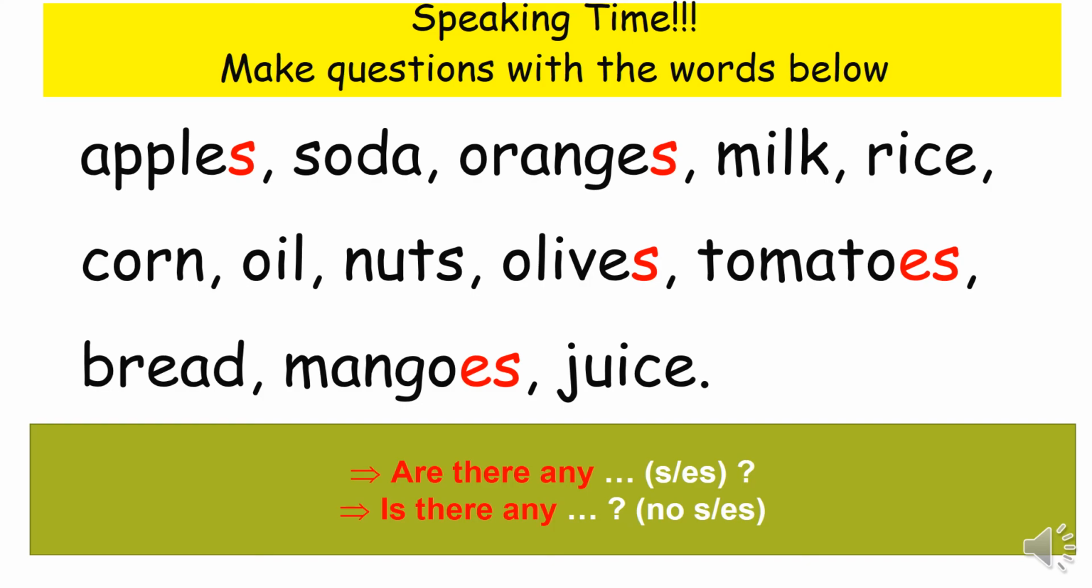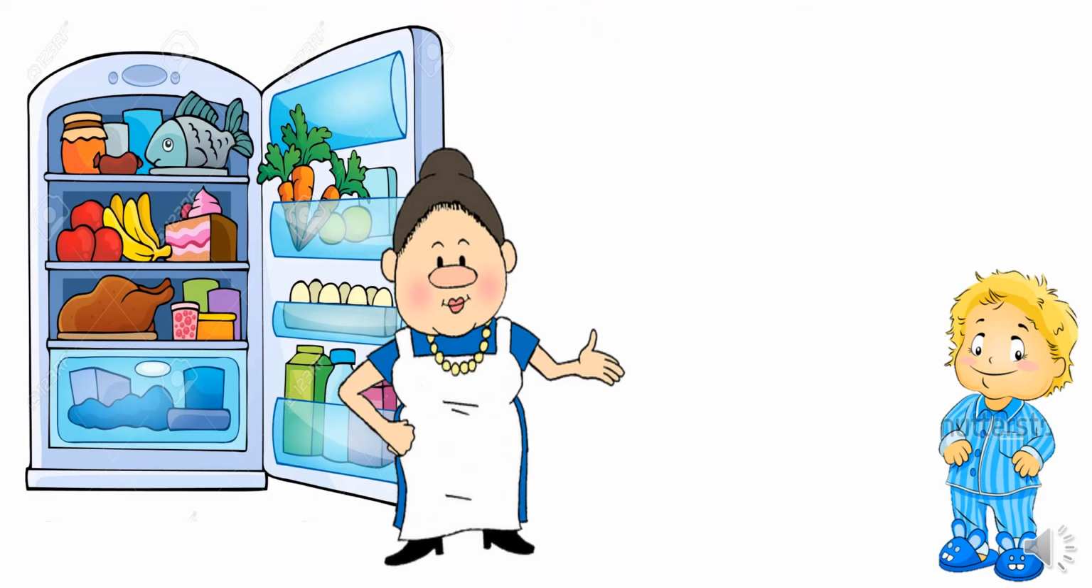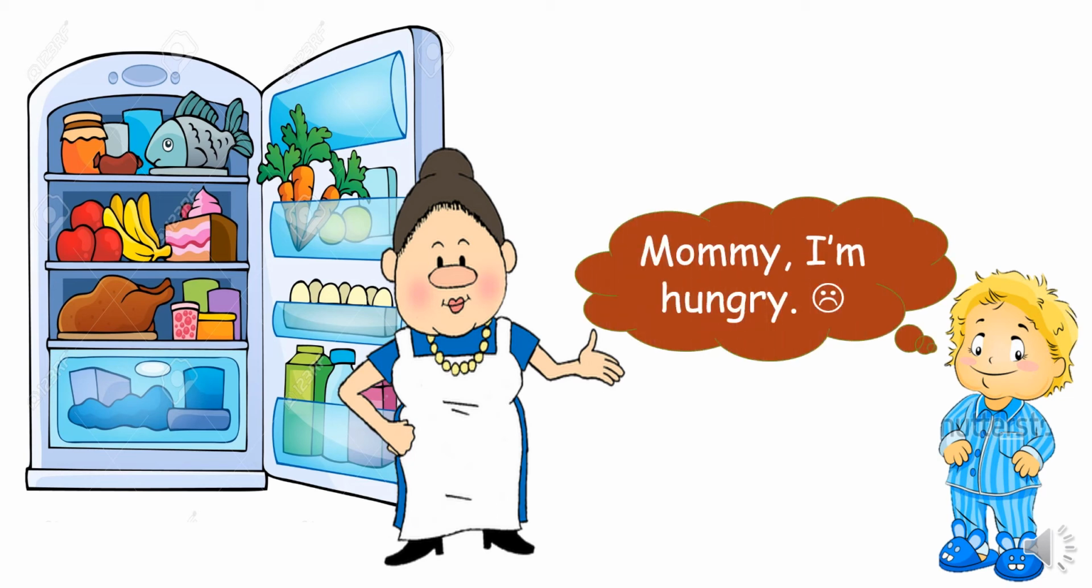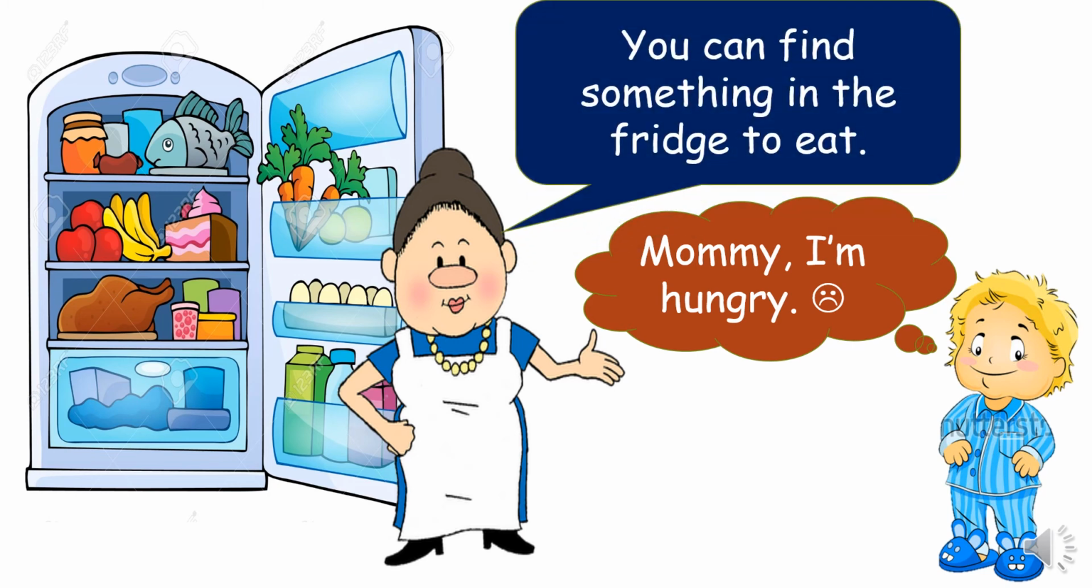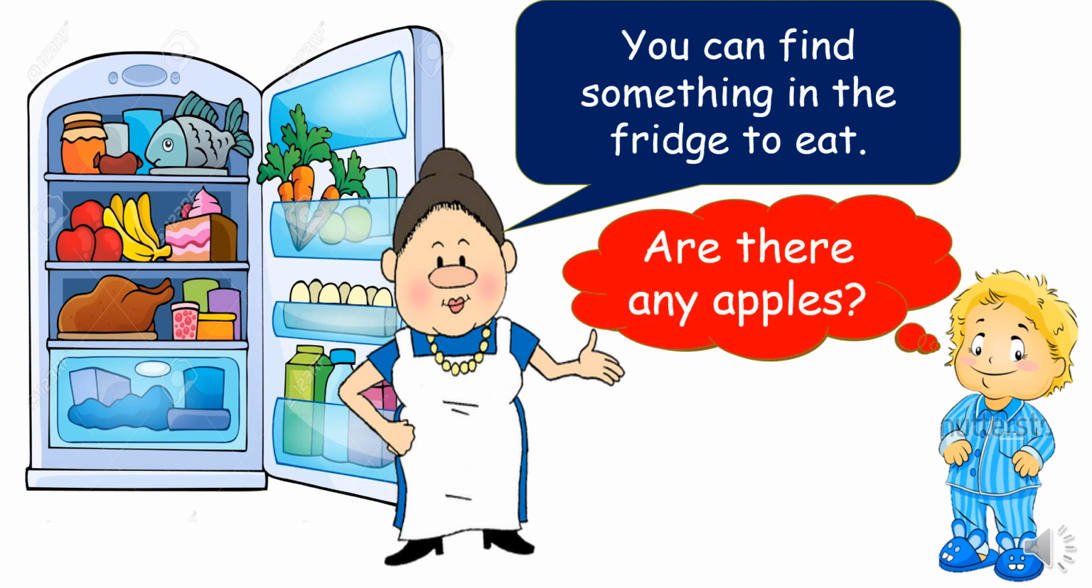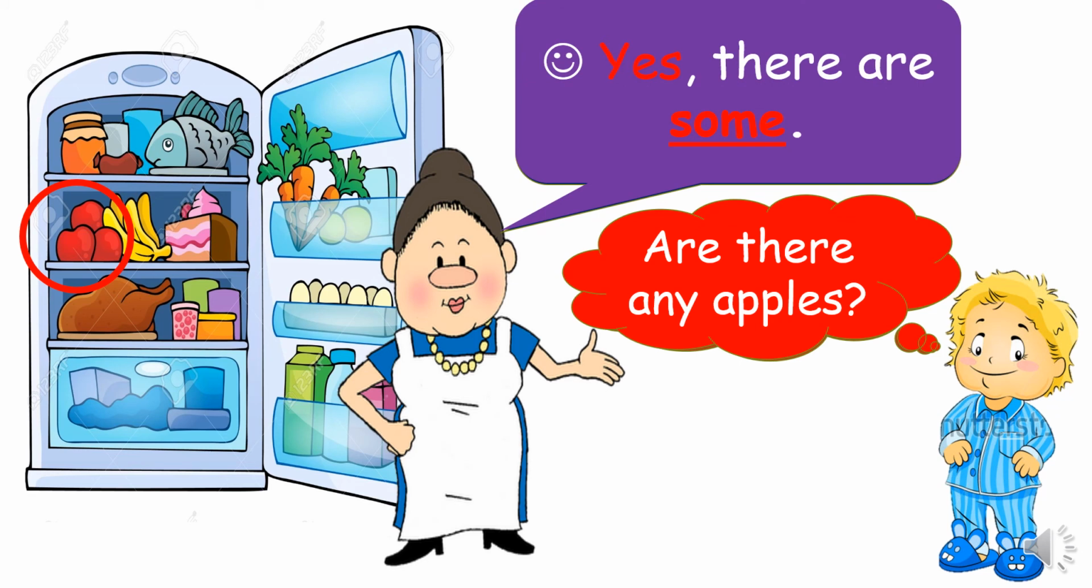Okay, time's up. Let's look at another example for you. This is Tom, and this is his mom. And Tom is very hungry now. He is asking his mom, Mommy, I'm hungry. Okay, you can find something in the fridge to eat. And let's see, are there any apples? Can you see 3 apples in the fridge? It means that we have apples here. Yes, there are some. So when we have something, we will say, yes, there are some.